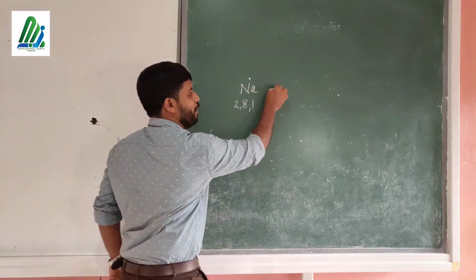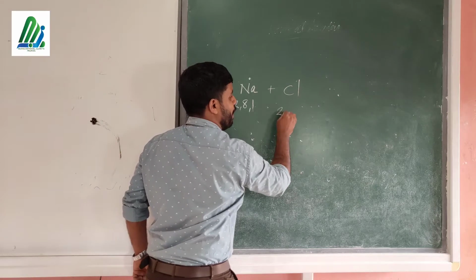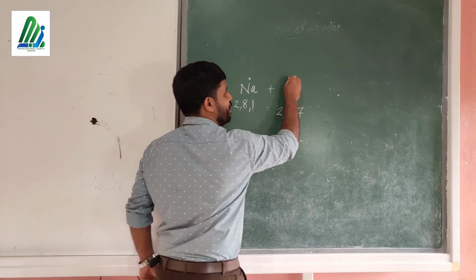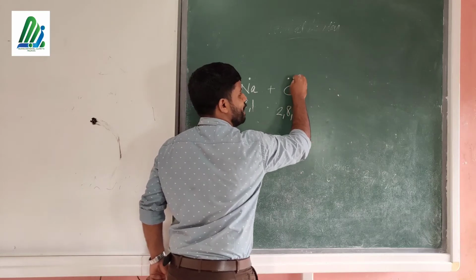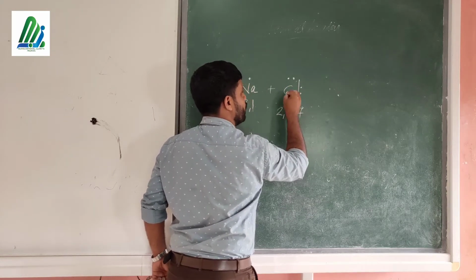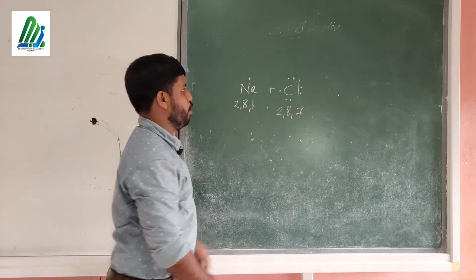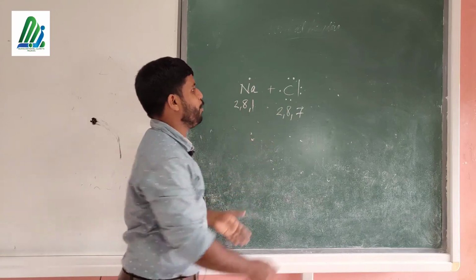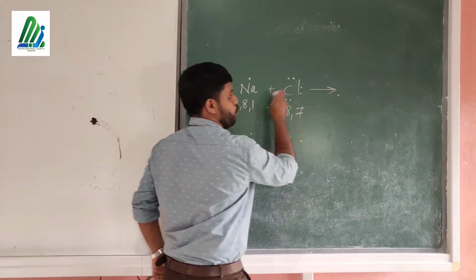Then it is combining with chlorine, whose electronic configuration is 2, 8, 7. How many electrons are there in the valence shell? 7. So we are representing the 7 electrons in the outermost shell of the atom: 2, 4, 6 plus 1, 7 electrons. Now we are going to discuss the bonding between sodium and chlorine.